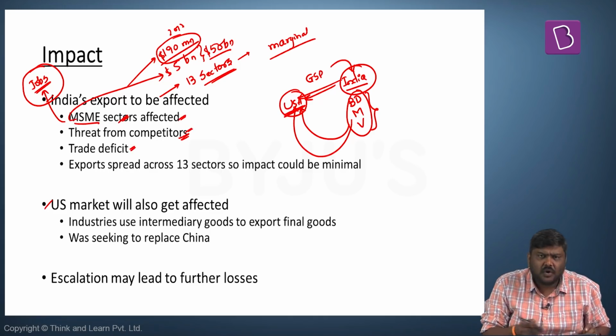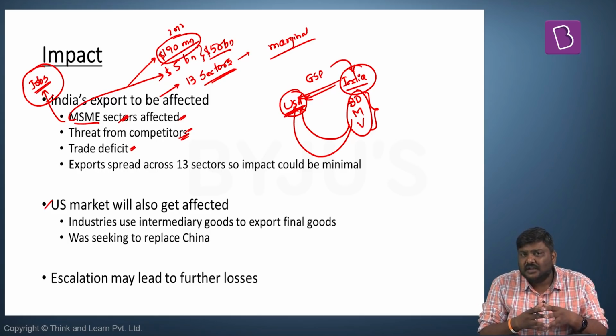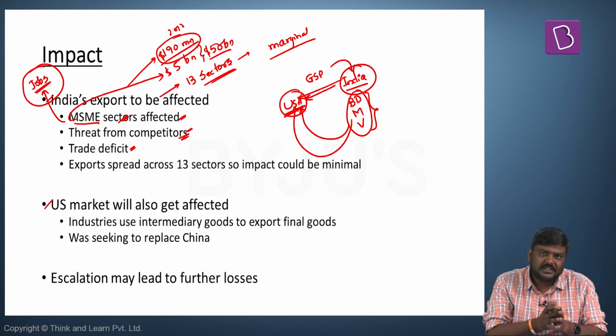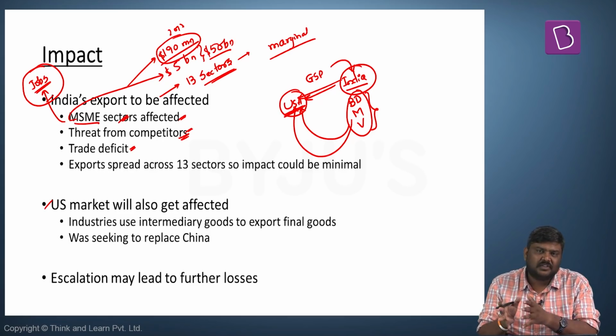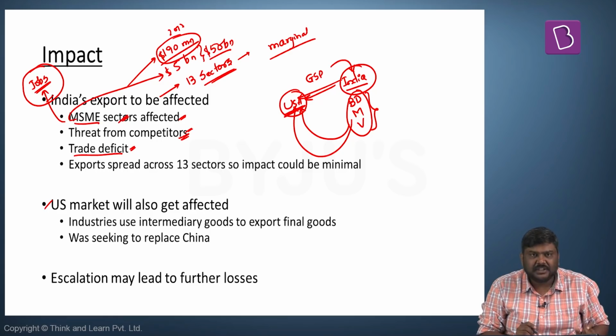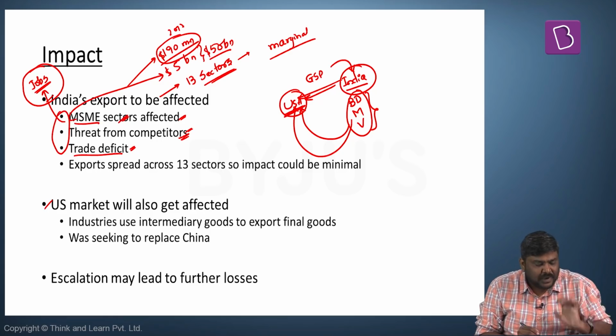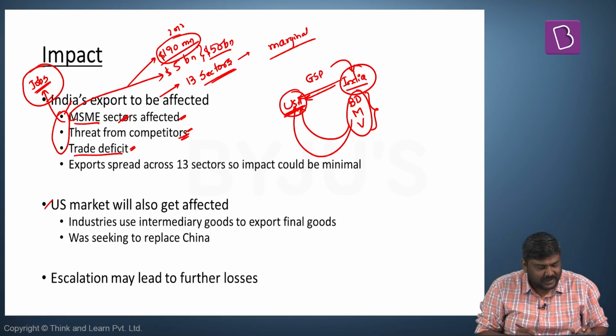Third, the current account deficit and trade deficit for India are already on a higher side. With this withdrawal of the status, it is expected that the exports will get affected and there might be an expansion of the trade deficit. So these are some of the likely impacts on the Indian economy.